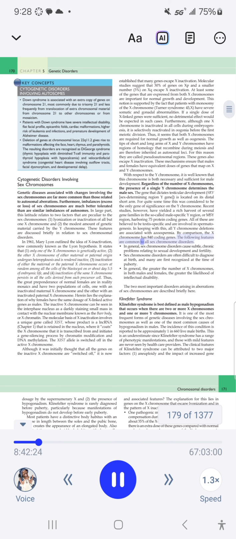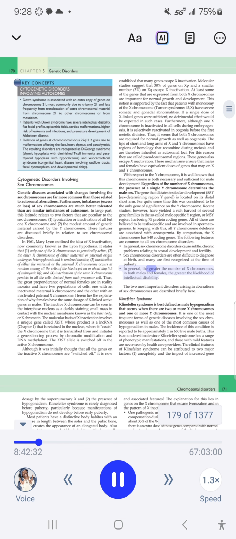The following features are common to all sex chromosome disorders. In general, sex chromosome disorders cause subtle, chronic problems relating to sexual development and fertility. Sex chromosome disorders are often difficult to diagnose at birth, and many are first recognized at the time of puberty.